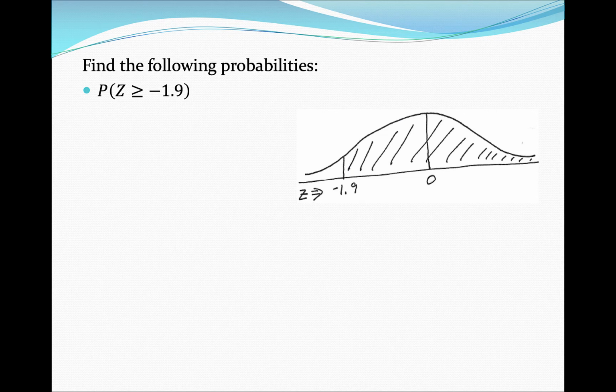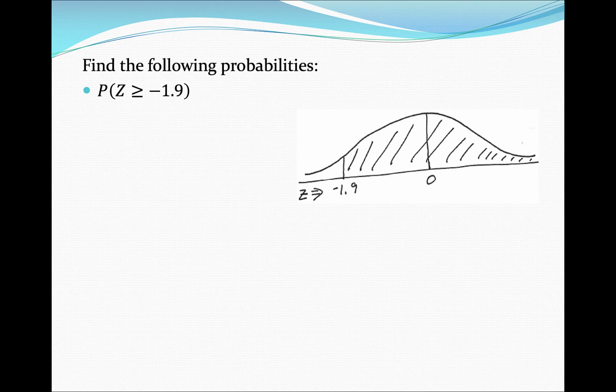So once we get our picture and we have a good feel for what we're trying to find, then we can go to our table. Now, this is where you really have to keep in mind that the table always gives you the area to the left. So if we look up negative 1.9 in the table, it's actually going to give us the area to the left of negative 1.9, and that is not what we want. We want the area greater than negative 1.9.